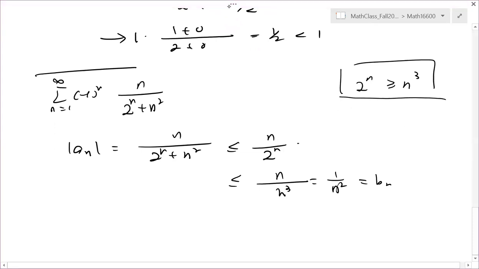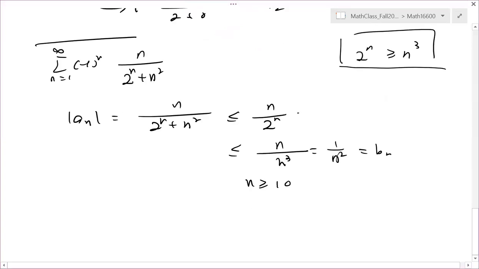Okay, for what n? I can safely say n greater than or equal to 10. That's no problem. Just pick up a larger number. Okay, why? Because 2 to the 10 is much larger than 10 cubed. 10 cubed is 1,000 only, right? 2 to the 10 is definitely larger than 1,000. Okay, so this is true.